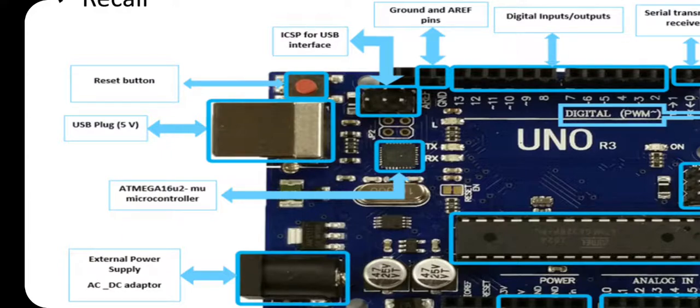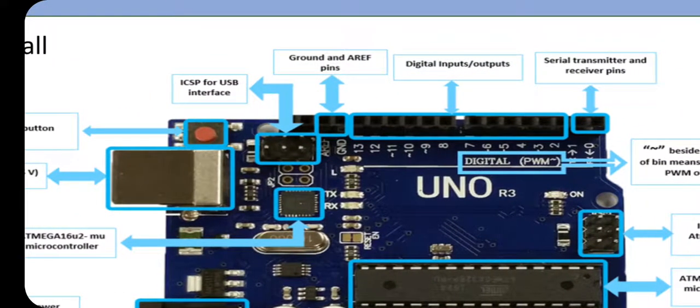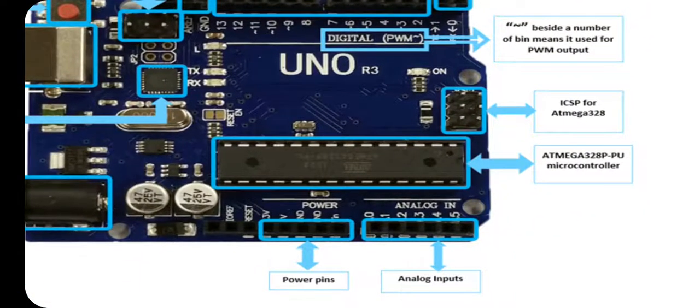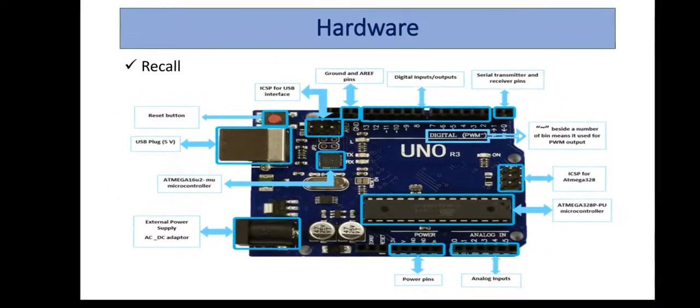Then you can see the 8 mega 16 U2. Then a number of digital input output pins are there. Then this one is the 8 mega 328P microcontroller, and analog input pins are there. So this is the hardware part.